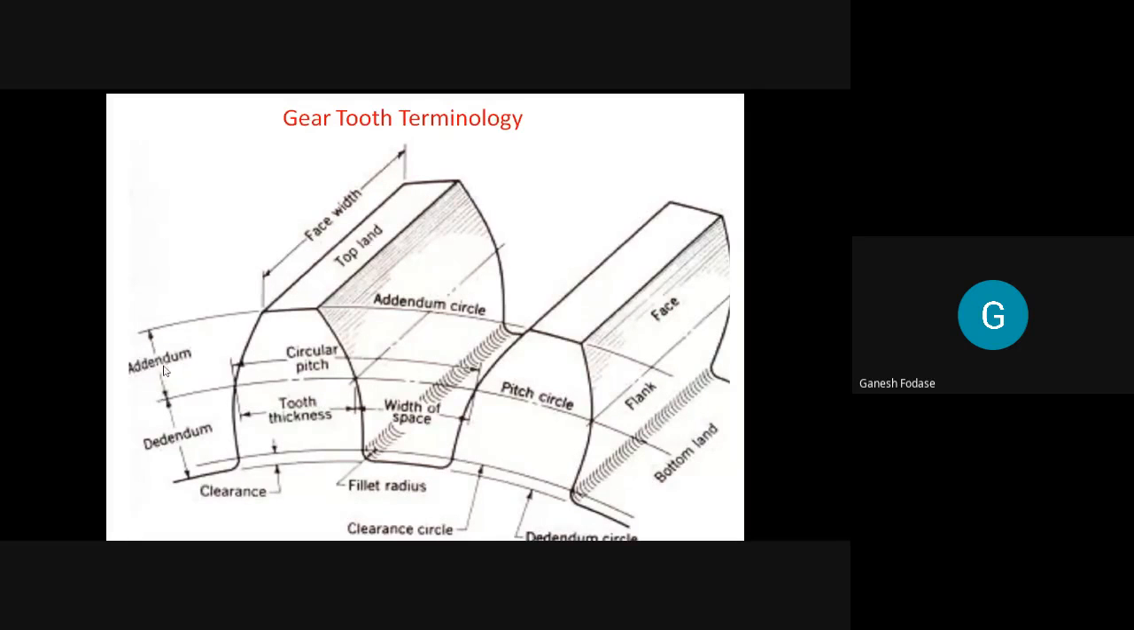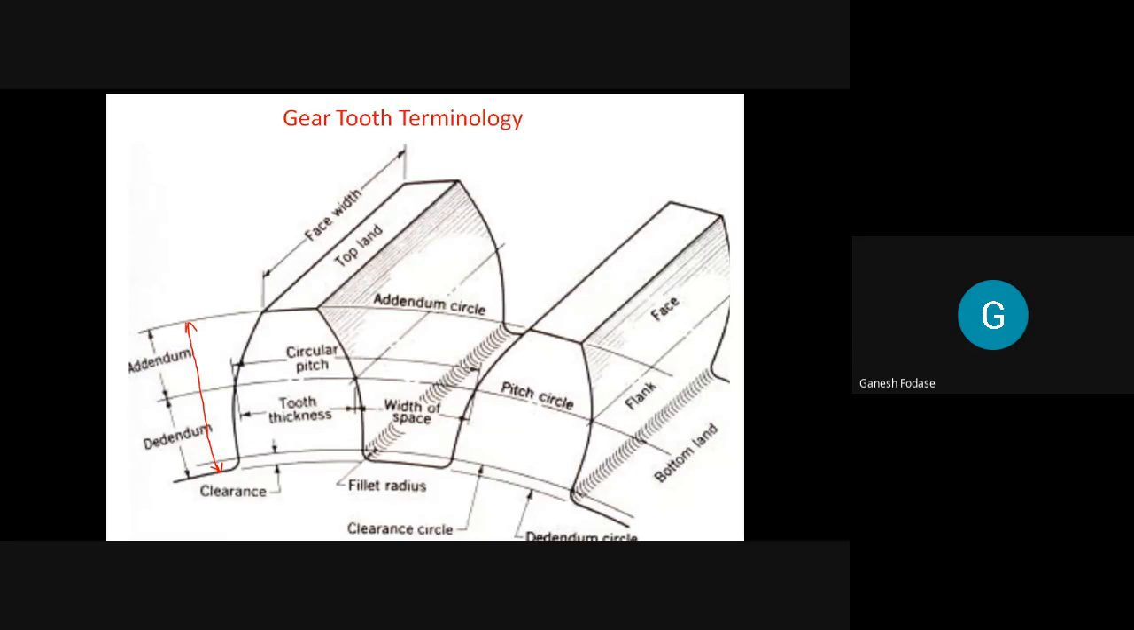So addendum and dedendum are the new terms I just introduced. Next, if I sum the addendum and dedendum, the radial distance is called the total depth. So this distance is nothing but the total depth. Total depth is the addition of addendum and dedendum.